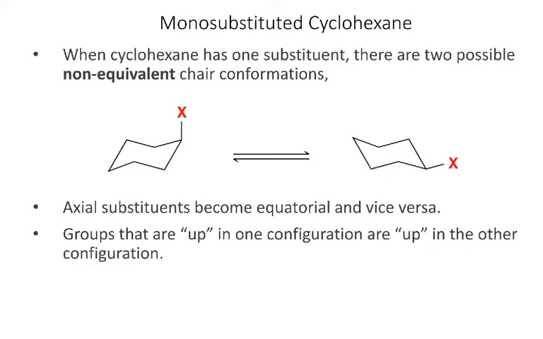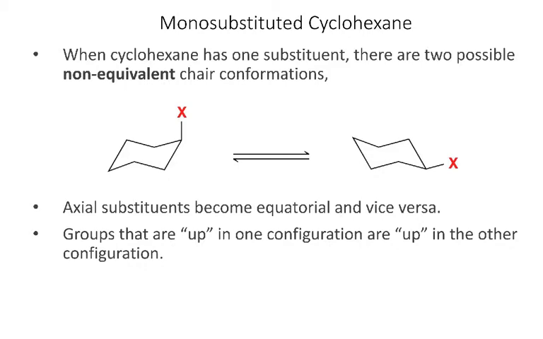In the one, the substituent is in the axial position, and in the other, the substituent is in the equatorial position. And where I put this one substituent doesn't really matter. In each case, it's always going to have one where it's axial and one where it's equatorial. It's just a matter of how we're drawing it, which carbon atom it's on.